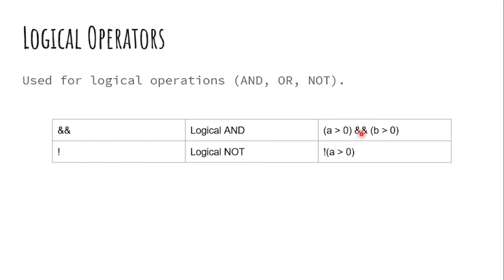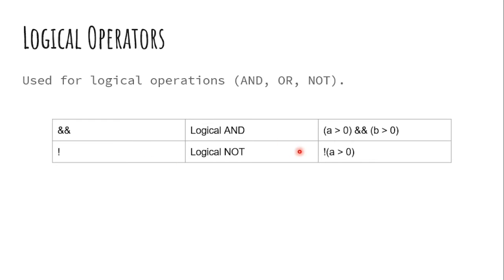If both conditions are false, it returns the false answer. It depends on it. For example, if a is greater than 0 and b is also greater than 0, it returns true because both conditions are true. If a is less than 0 and b is also less than 0, then both conditions are false, so it returns false. The same concept follows here.